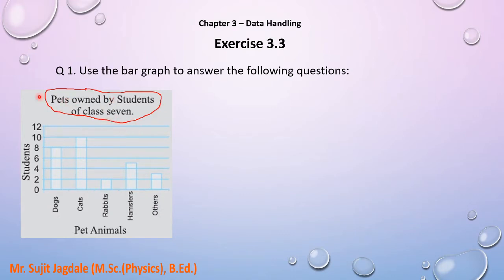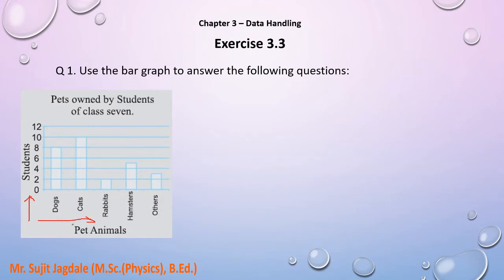So which type of data is given? Pets owned by the students of class 7. That means how many students have pets and which type of pets they have, that information is given in this bar graph, and we can identify it using the title. Then the next fact is that two lines are there. We can say these are axes, one horizontal and one vertical. Horizontal is considered the x-axis and vertical is considered the y-axis.